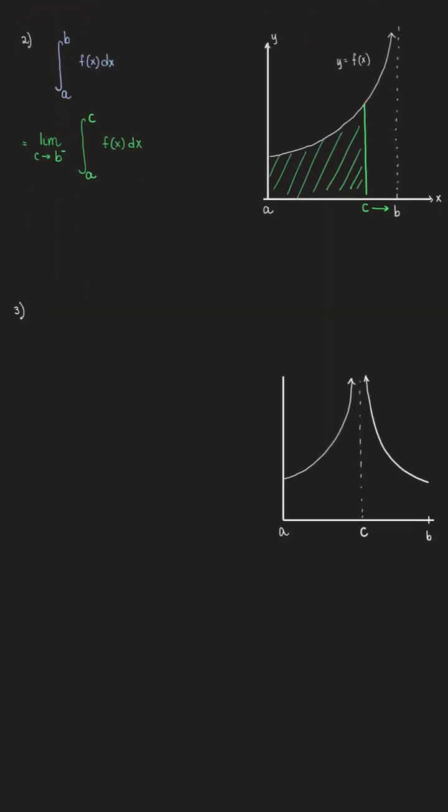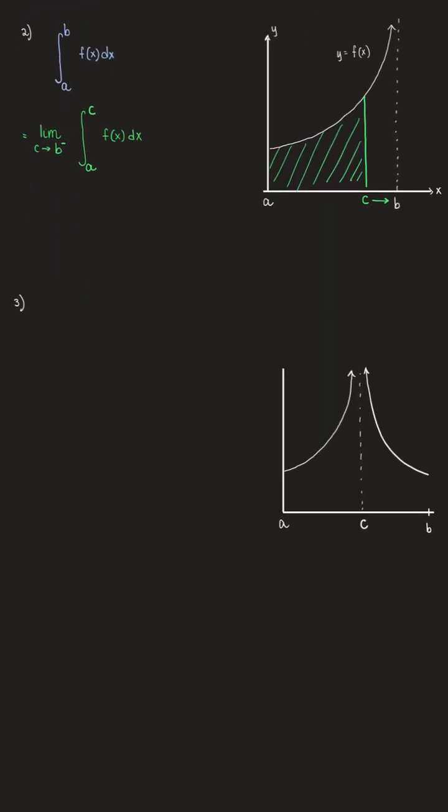The third possible case is where we're interested in the integral from a to b, but somewhere within that interval from a to b along the x-axis, we have a vertical asymptote. In this case, let's say we have an asymptote at c. And so what we're going to do in this case is we're going to break up this integral into two separate integrals. One will be from a to c. Here we have a vertical asymptote at c. And then we're going to add to that the integral from c to b.